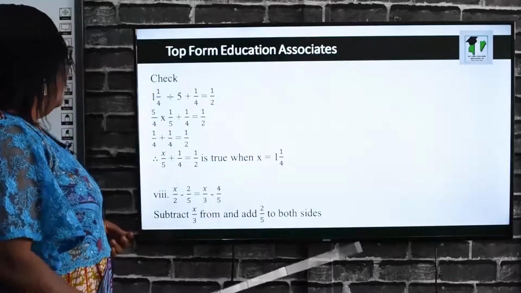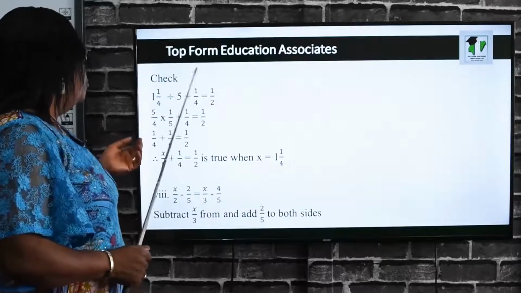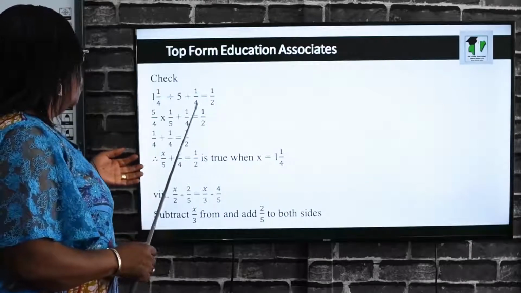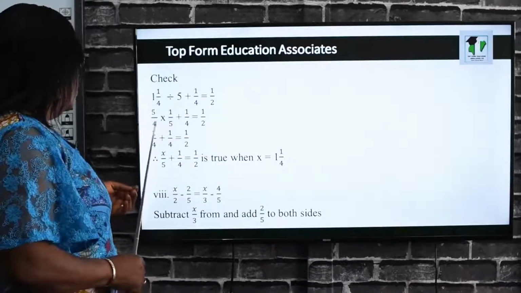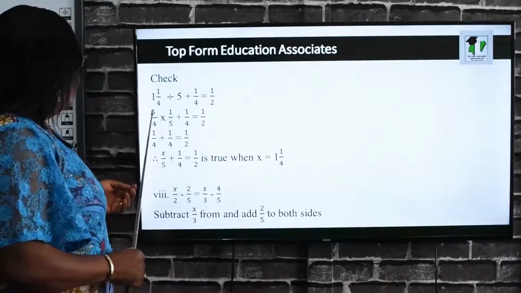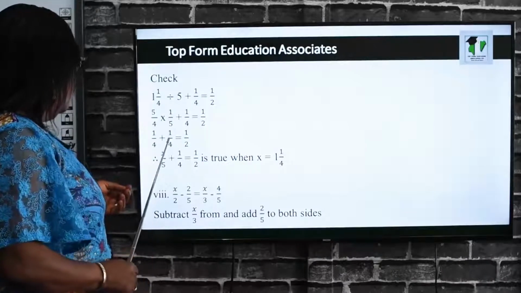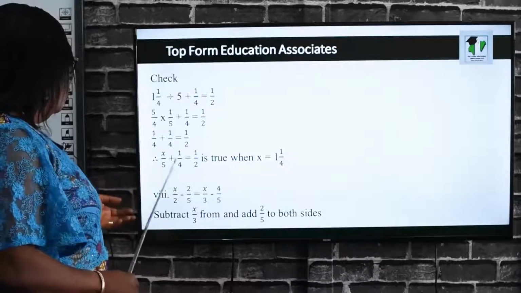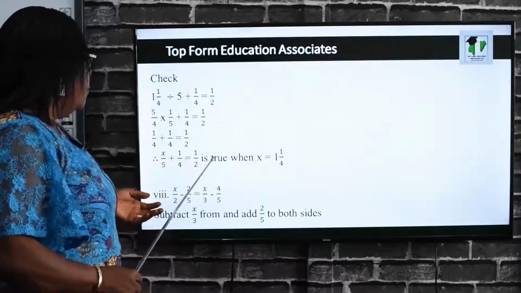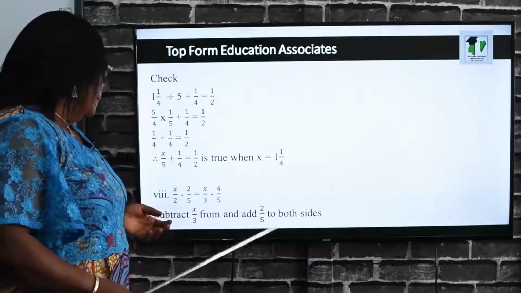To check, where we see x, we put 5/4. So 5/4 divided by 5 plus a quarter is equal to half. When you do this division, 5 divided by 5, we have 1/4. So plus 1/4, it will give us half. So x over 5 plus 1/4 is equal to half. It's a true statement when x is equal to 5/4.